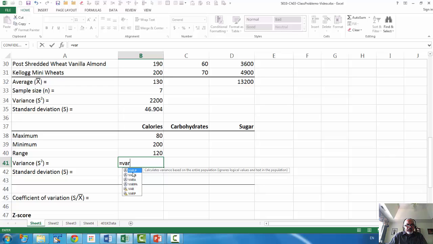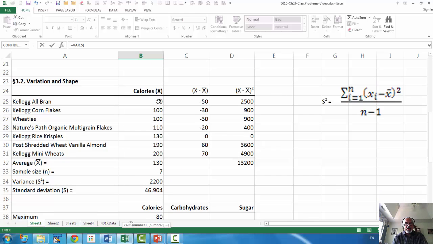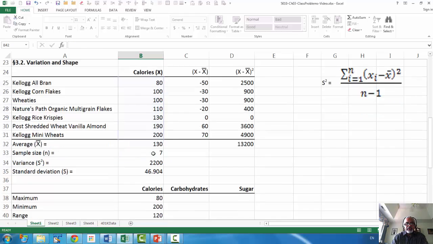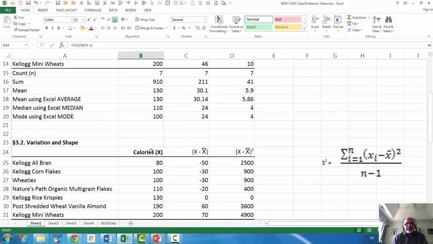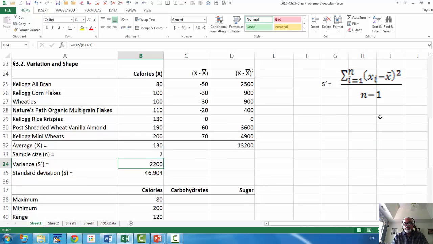Now these are the two that are important. Here VAR is for variance, dot P is variance for a population, and dot S is variance for a sample. The difference between the sample variance and the population variance is that the denominator is n minus 1 for a sample, and n for a population. So if the data that you have represents the entire population, then the denominator must be n, and you should use VAR.P. But here what we have is a sample of 7 cereals, so we need to use VAR.S, and you see that those values are exactly the same as what we calculated here using the formula.